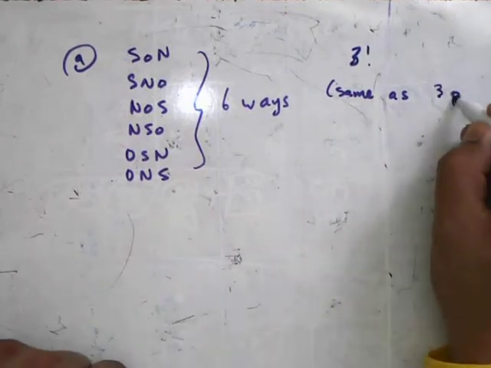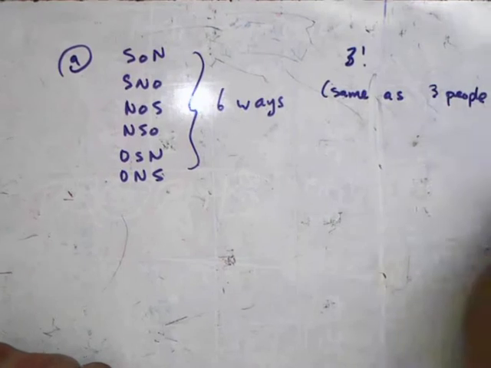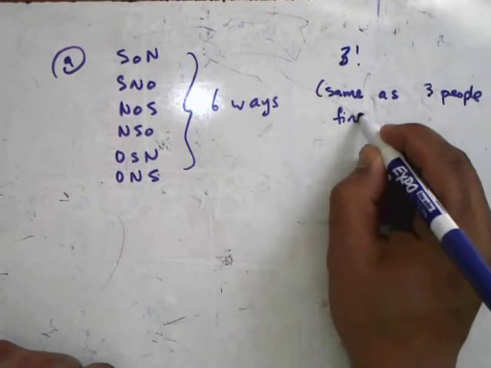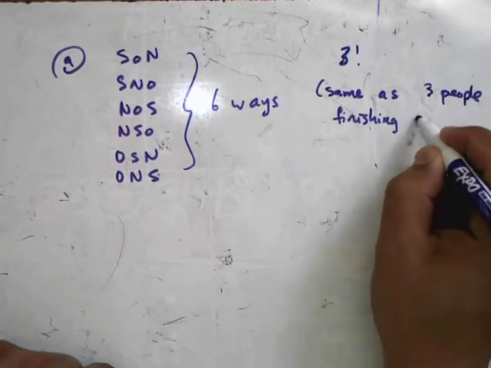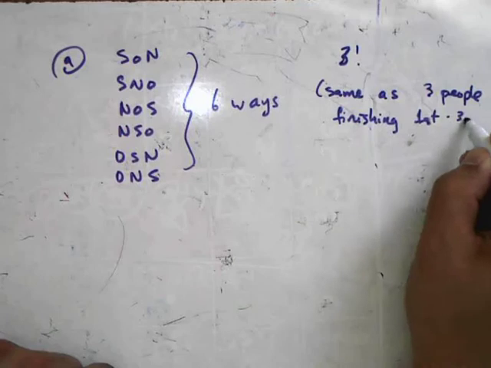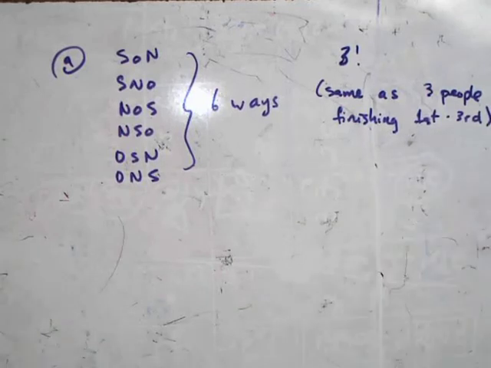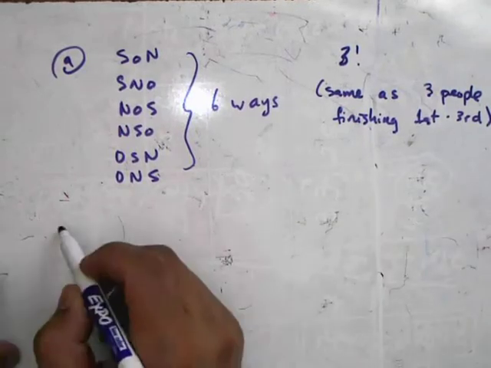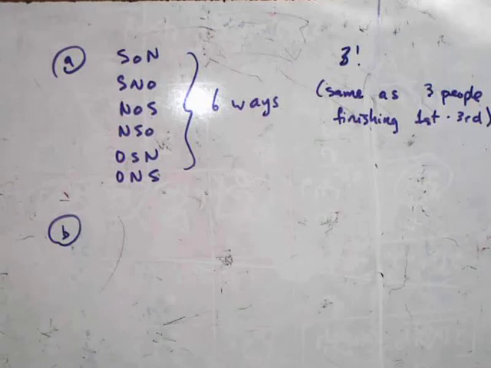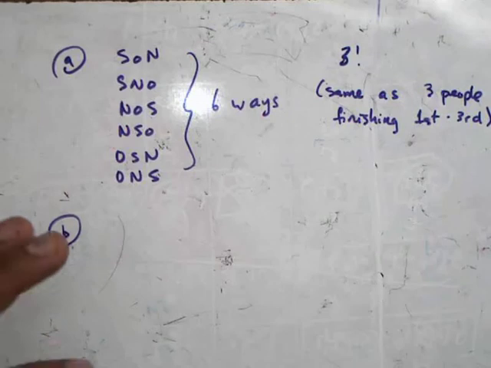This is the same as 3 people finishing first through third. Okay? Really just the same way. And again, the idea is we want to generalize and abstract these concepts so that we don't have to keep counting these tediously every single time.